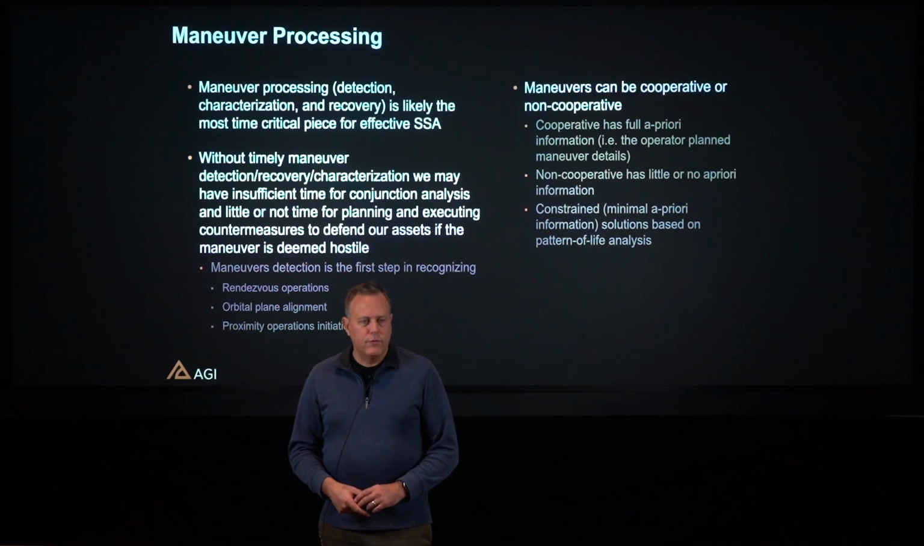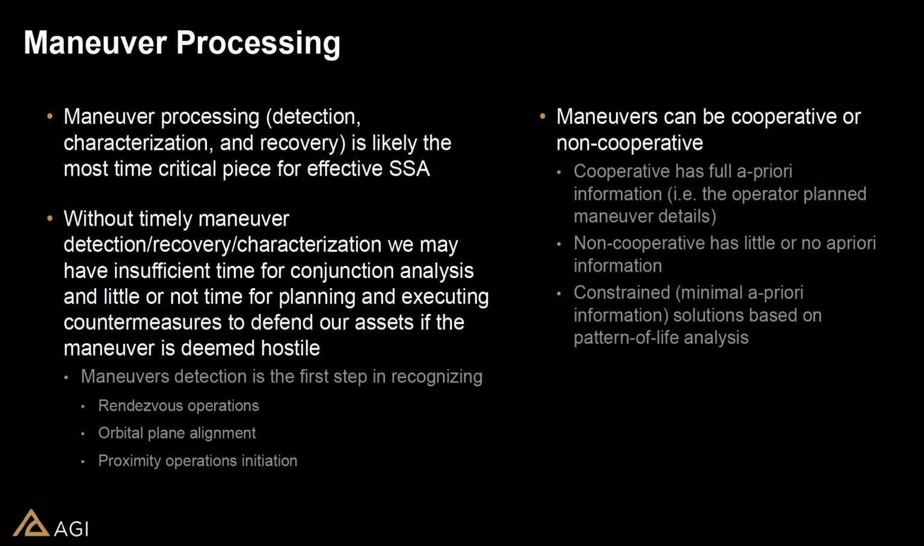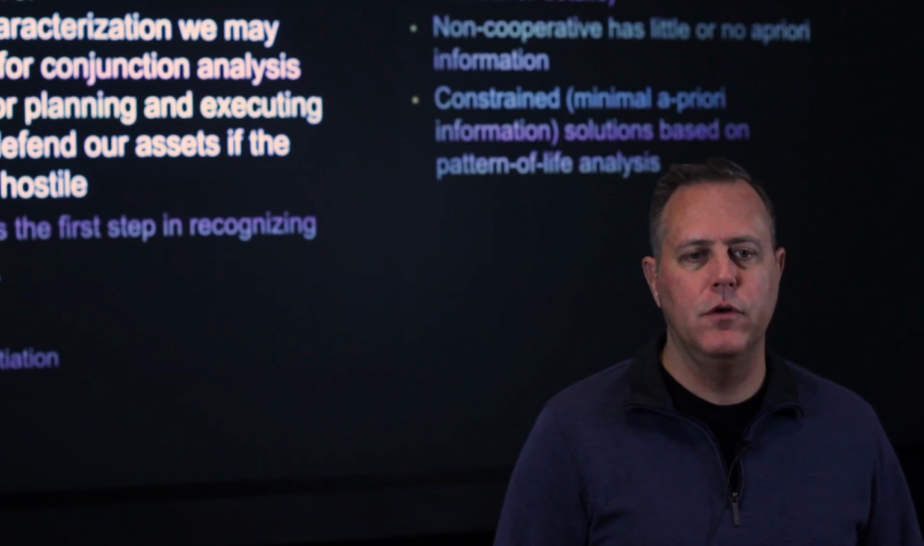So the process of dealing with that is what we call maneuver processing, which really involves several steps. You have to detect that there is a maneuver or potentially a maneuver, because sometimes you're not sure. You want to start to characterize the maneuver, so you can get some first level assumptions or understanding of what's going on. And then we need to recover the maneuver, and essentially we're trying to reconstruct as much as we can about that maneuver.